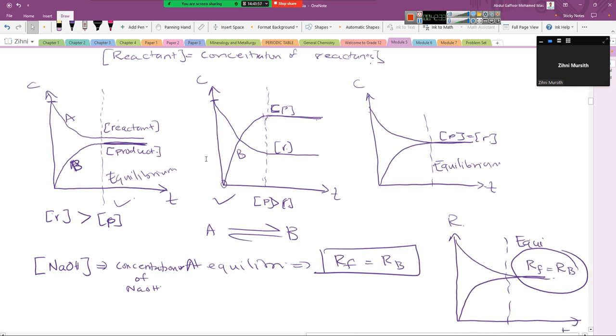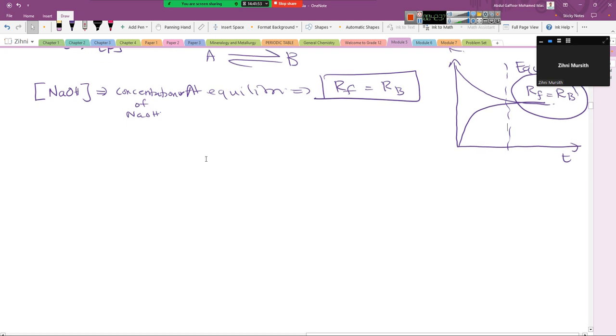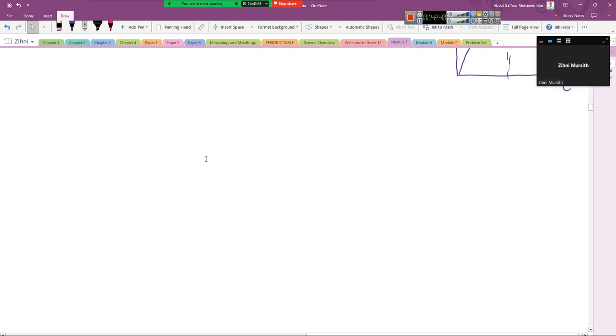Okay. Now we are going to analyze the equilibrium by two methods: qualitative analysis and quantitative analysis, right?